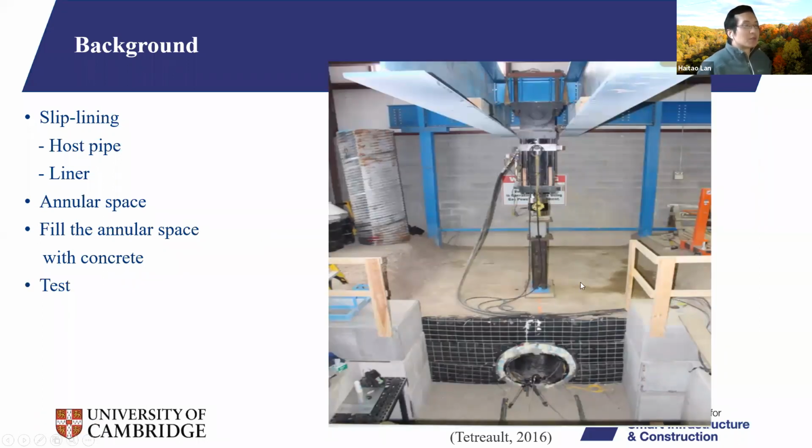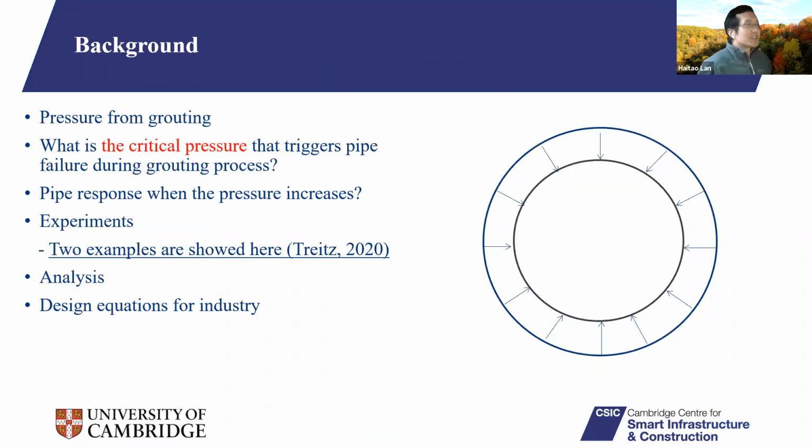Here is the simulation of the traffic load. So you can see there's an actuator pushing the loading pad in the center of the pipe. And the area of this loading pad is the same as the wheel contact area between the wheel and the pavement. So that's the whole process of slip lining. But today we'll talk about this grouting.